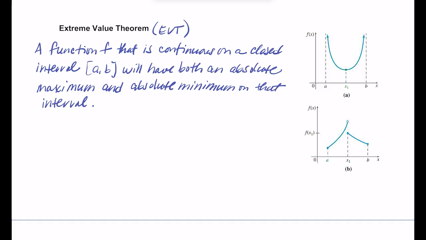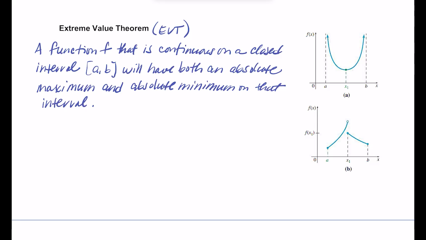So you can see in figure A, we have a continuous function. I know that because there are no breaks in the graph and you can draw this curve without lifting your pencil. It's on an open interval from A to B, and it has an absolute minimum at x1, but no absolute maximum, because the graph goes on forever. So there is no ultimate high point there.